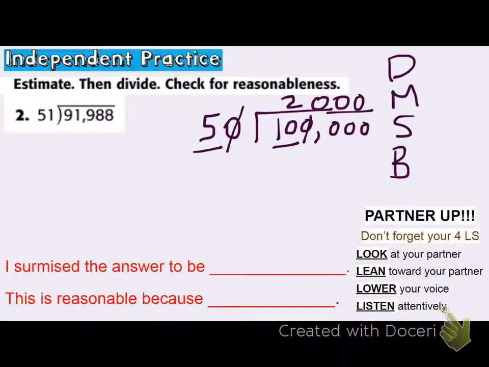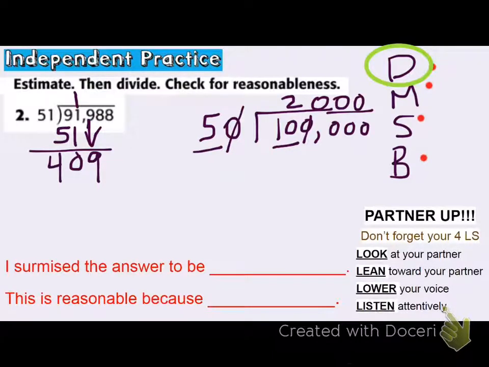How many times will 51 divide into 91? Well, that's 1 time. After I divide, I can multiply. 51 times 1 is 51. I can go ahead and subtract. Well, there's 40 left over. And after I subtract, I can bring down the other 9. And now I have to think, how many times will 51 divide into 409?